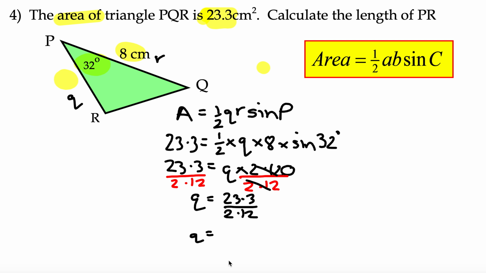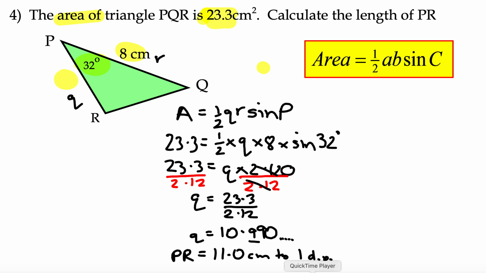Q equals 10.990. So depending on how you want to round it, maybe round it to one decimal place, which in actual fact is going to take us up to 11. And the actual question said calculate the length of PR. So I'm going to swap small q for PR, just so that I'm answering the question. PR equals 11.0 centimetres to 1 decimal place.